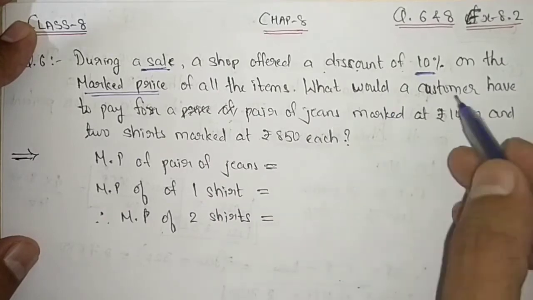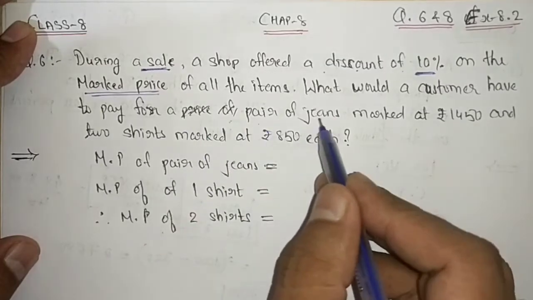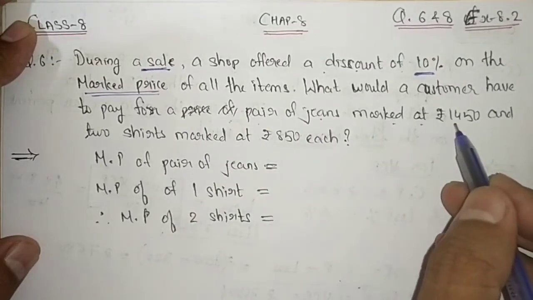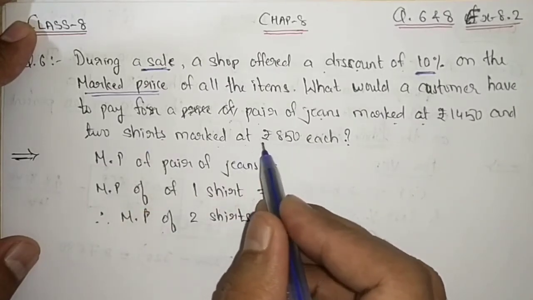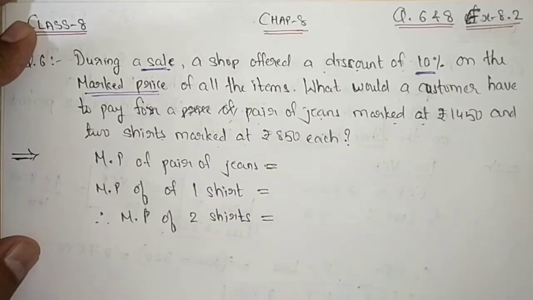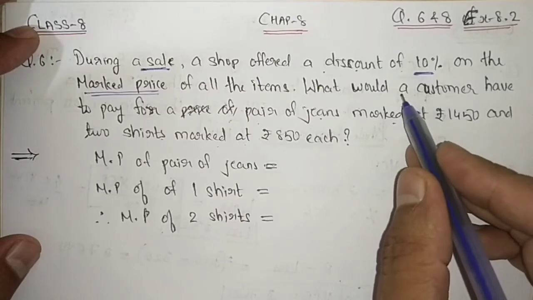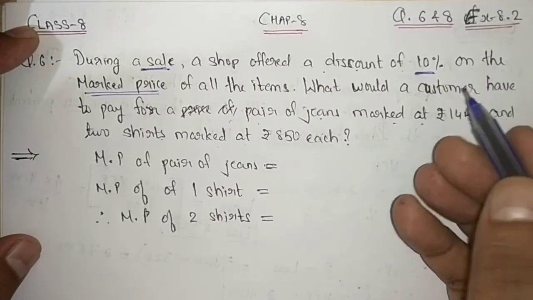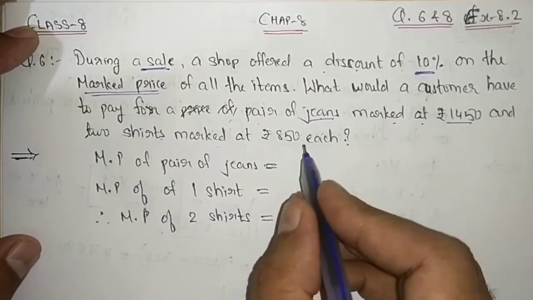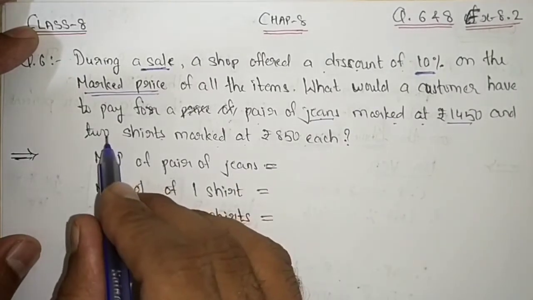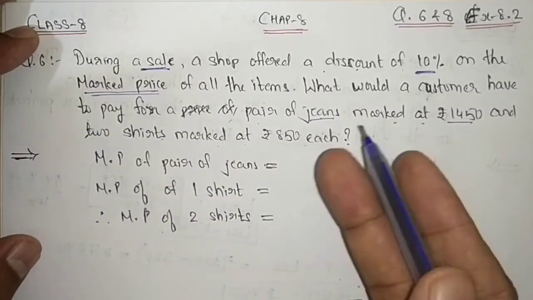What would a customer have to pay for a pair of jeans marked at rupees 1450 and two shirts marked at rupees 850 each? So they are asking what a customer would pay for a pair of jeans marked 1450 and two shirts, each shirt of rupees 850. So what should he be paying?